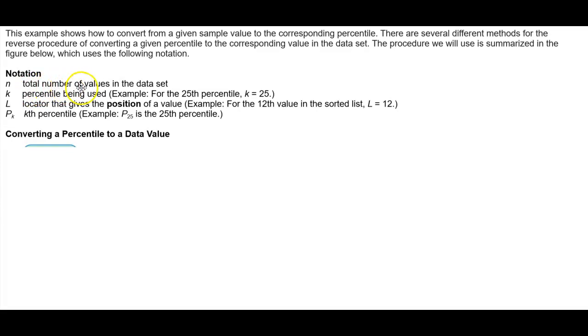N represents the total values in the data set. K represents the percentile being used. For example, for the 25th percentile, K would equal 25. Capital L is the locator that gives the position of a value. So for example, for the 12th value in the sorted list, L would equal 12. And then capital P subscript K is the kth percentile. So for example, P subscript 25 is the 25th percentile.